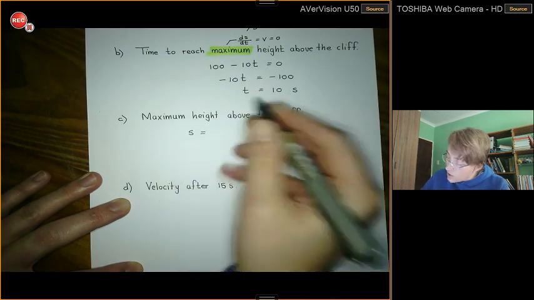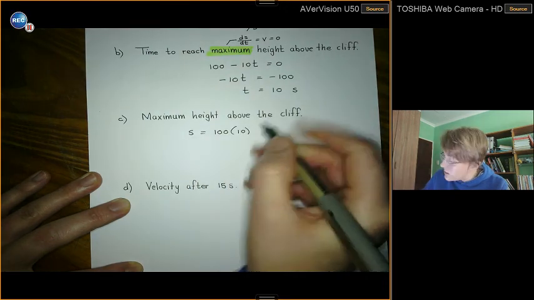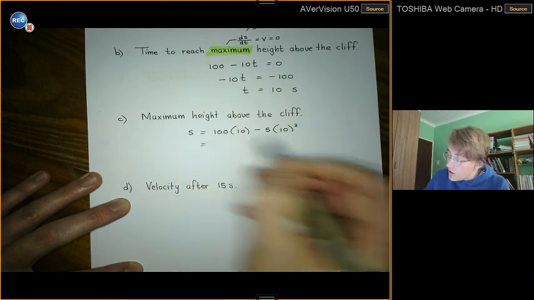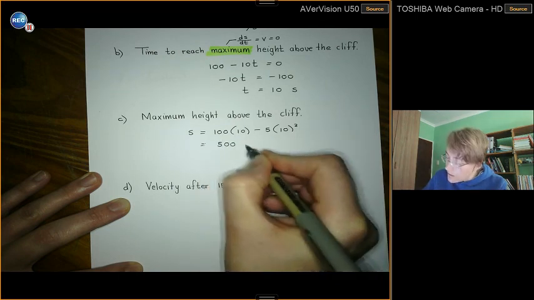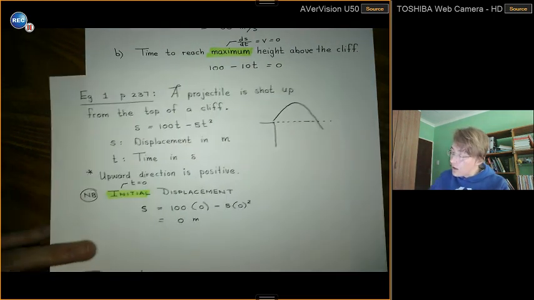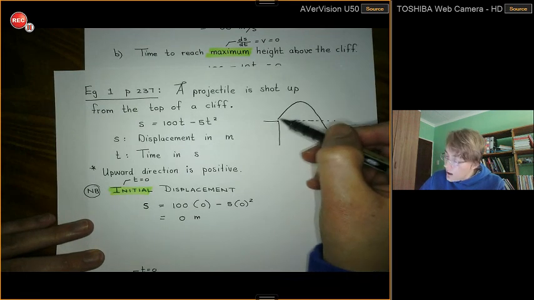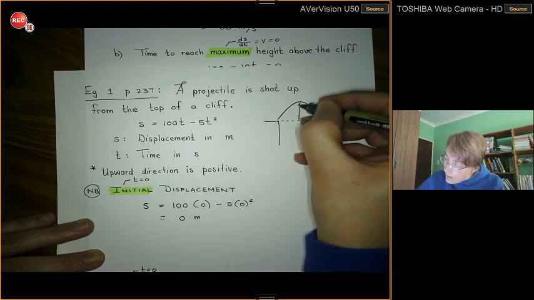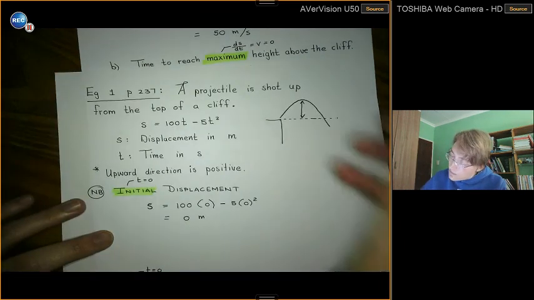So s is equal to 100 times 10, because it reaches that maximum height above the cliff after 10 seconds, minus 5 times 10 squared. So that's going to be 1,000 minus 500, which is 500 meters. And obviously that's 500 meters above the cliff. So if I go back to this original little drawing, it gets fired at an initial velocity of 100 meters per second. It goes up, up, up, and at 10 seconds it reaches that maximum displacement, specifically above the cliff, of 500 meters.